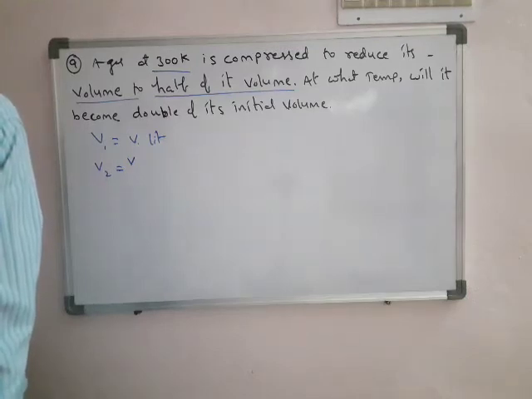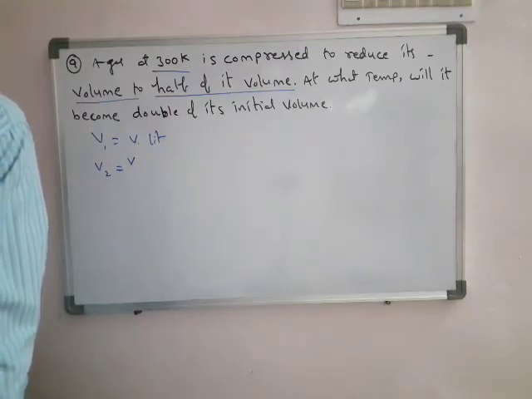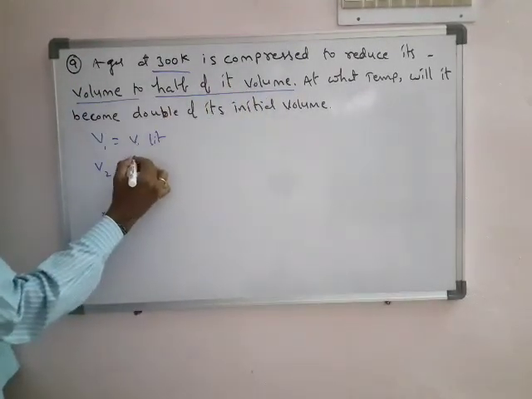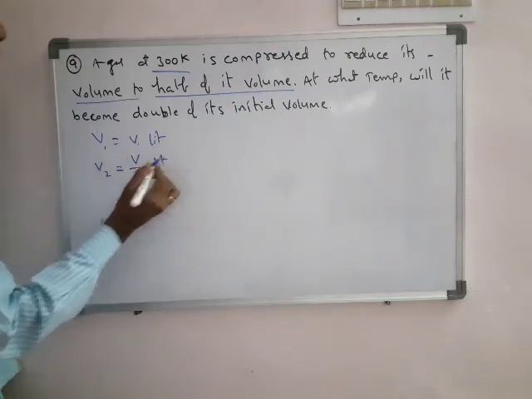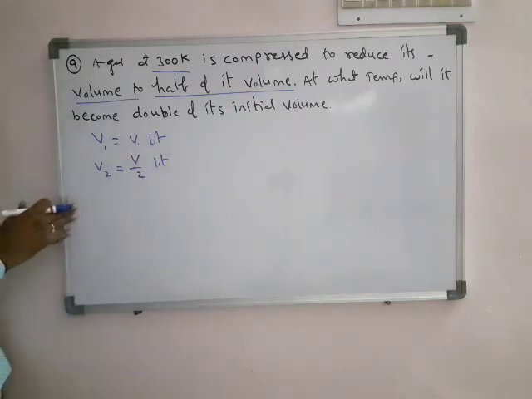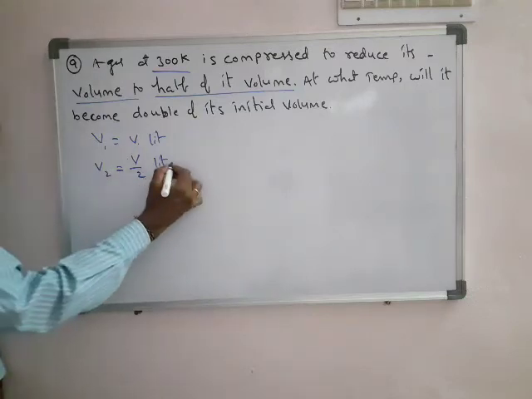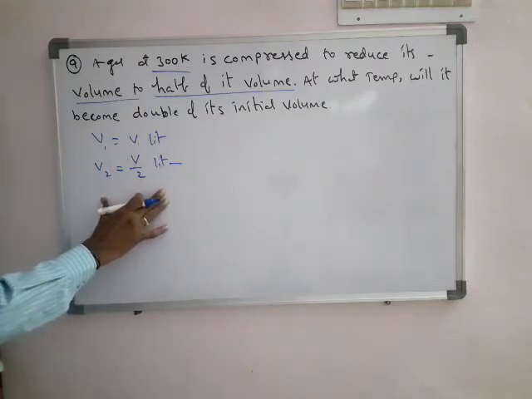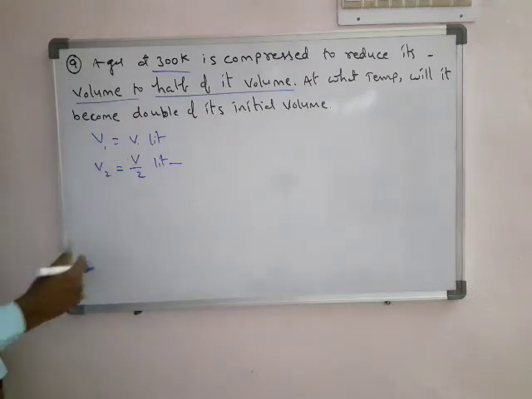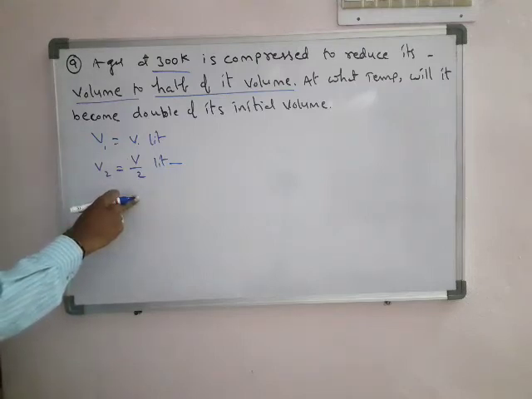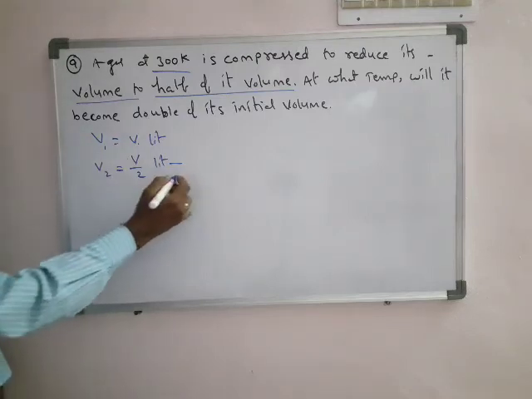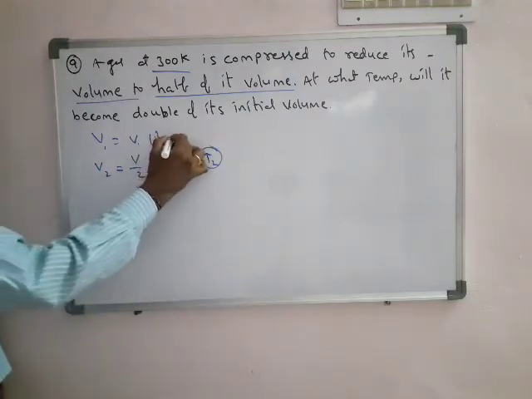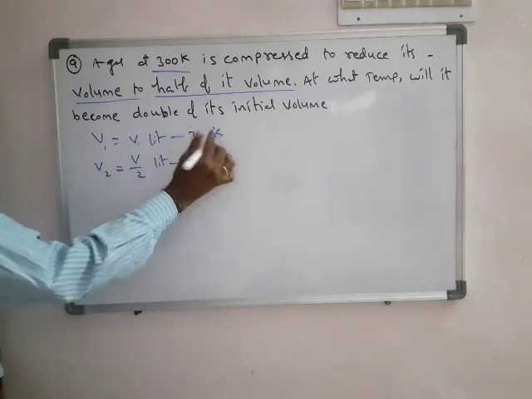Here is the important point. At first V2 becomes half of it, just V by 2. There is no importance of units. So at what temperature is V by 2 obtained? Just take it as T2 temperature. The initial temperature is 300 Kelvin.